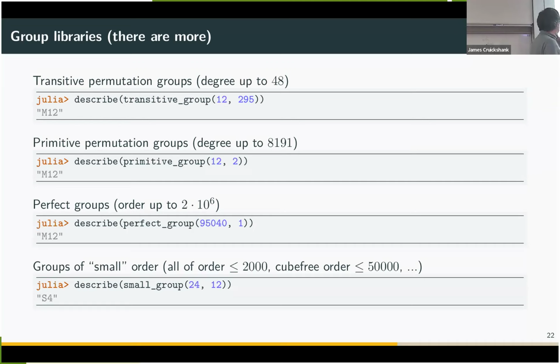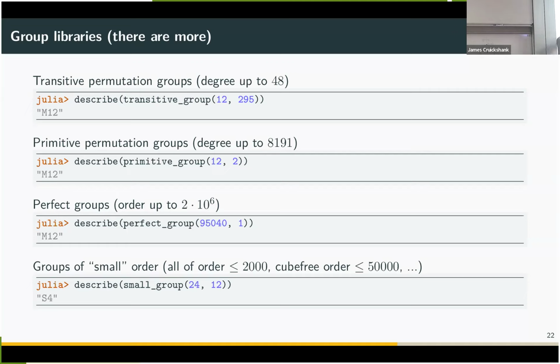Okay, group libraries. Well, some group libraries. There are more, some very small libraries. They're useful, but the most important ones are here. So permutation groups, which are transitive on a set of moved points, up to the degree, and the degree can be at most 48. They are available, so you can access them via the function TransitiveGroup. For degree 12, number 295, this is the Mathieu group M12.